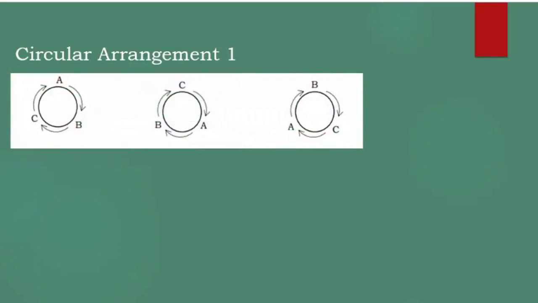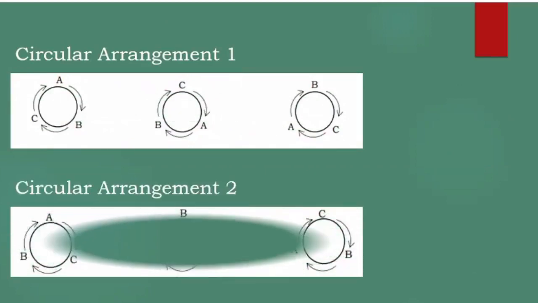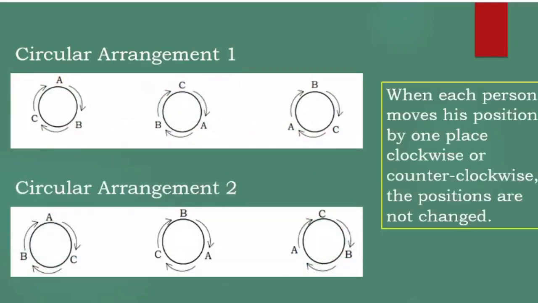To illustrate that, I have here circular arrangement 1 and circular arrangement 2. When each person moves his position by one place clockwise or counterclockwise, the positions are not changed, as you can see in the illustration.